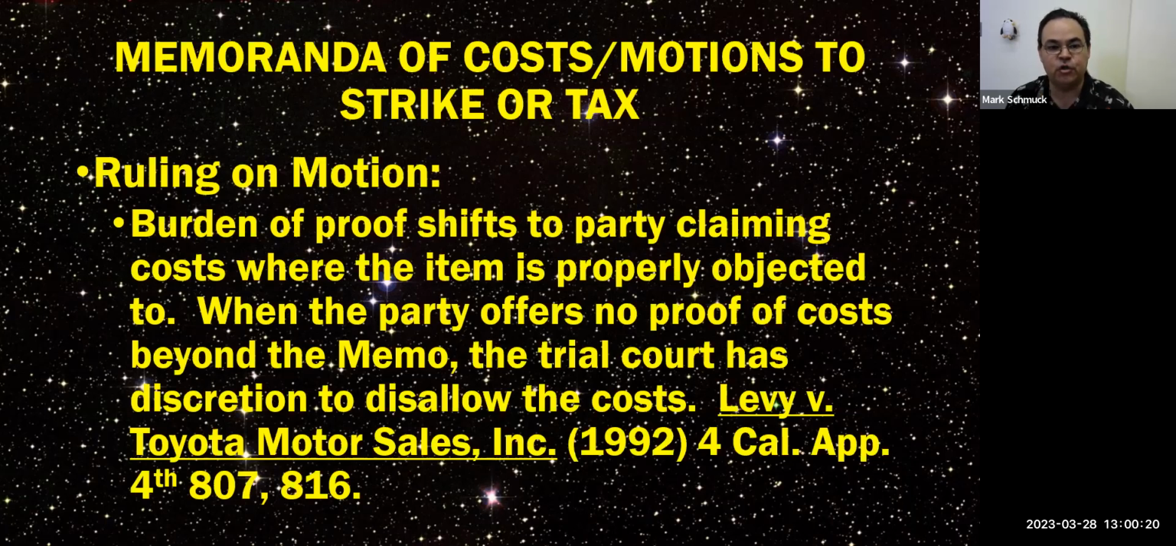When the party offers no proof of costs beyond the memorandum of costs, the trial court has the discretion to disallow the cost. So when you get a motion to tax, if you're opposing a motion to tax, I strongly recommend that as to the items that are objected to, you provide to the court detailed proof of the expense, such as copies of invoices, so that the court can properly evaluate reasonableness and necessity to the case.